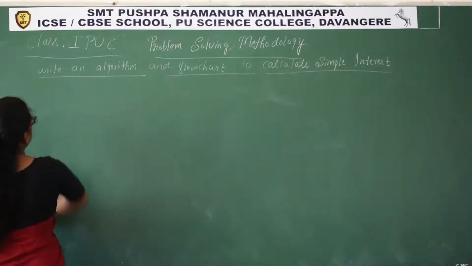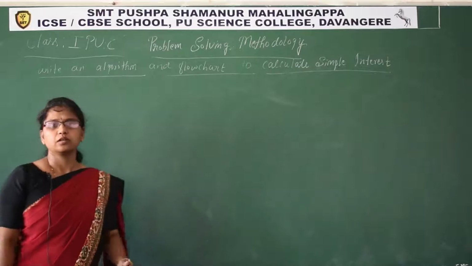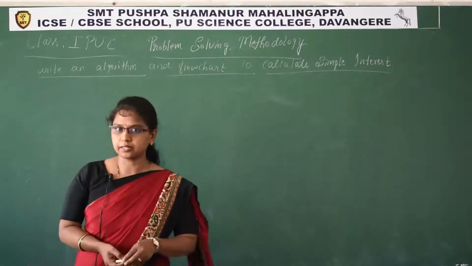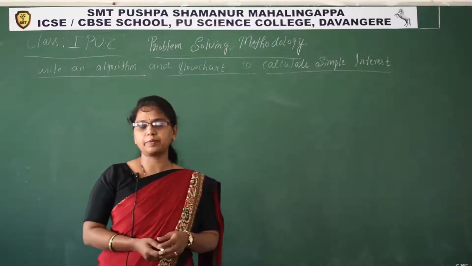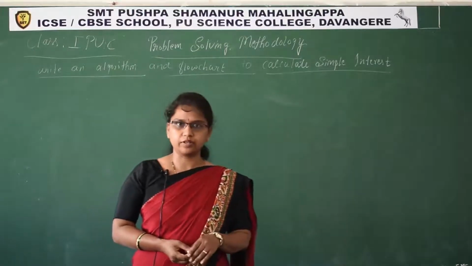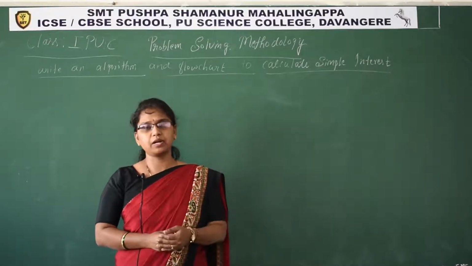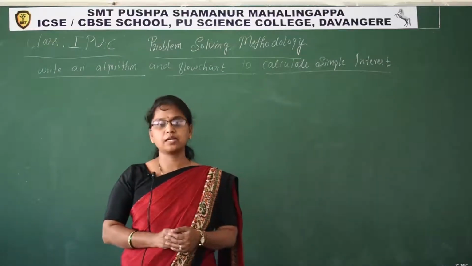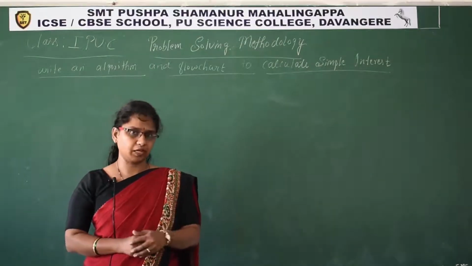Now, what are the requirements? This is a problem statement. We have to calculate simple interest. The formula is PTR by 100: principal amount, time and rate of interest. The user has to give the principal amount, time and rate of interest. Then the program has to calculate simple interest and display it.